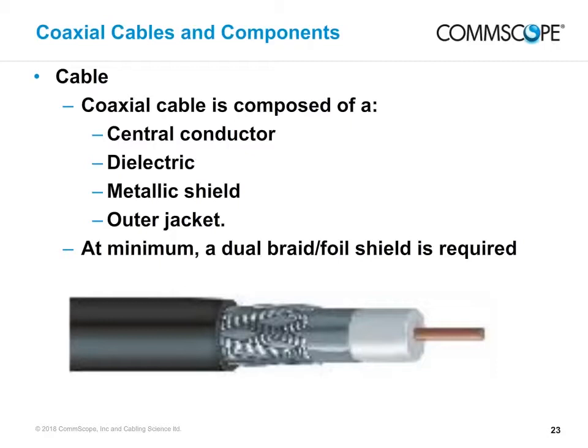Coaxial shields, also called the outer conductor, come in several varieties. These include foil, where aluminum is bonded to both sides of a polypropylene or polyester tape to provide 100% coverage, and braid, where flexible wire is woven around the dielectric. At a minimum, a dual braid or foil shield is required. A quad shield may be needed for environments where EMI is unusually high.